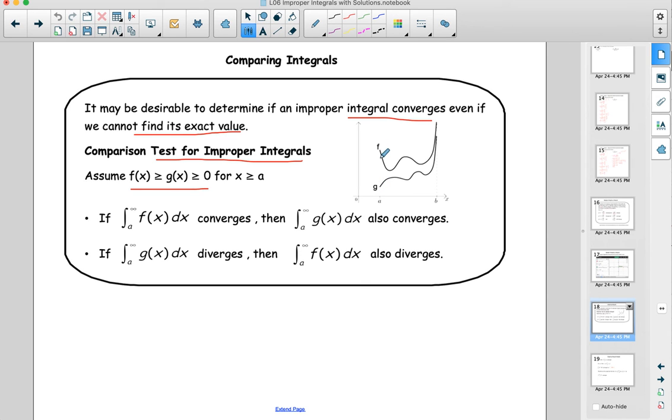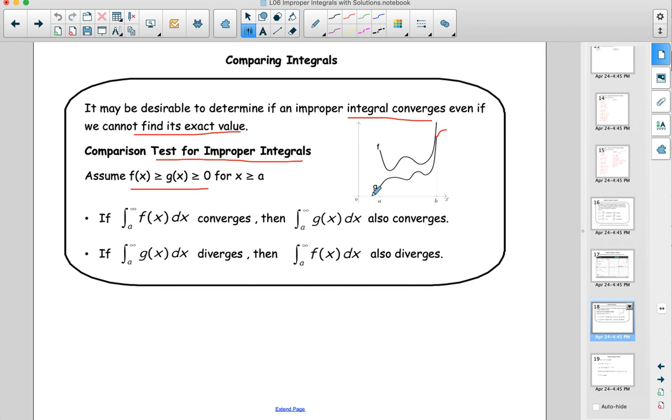So let's take a look at this. Here's a. There's f of x, and you can see f of x is above g of x on that whole interval from a to infinity, presuming g is not getting steeper, so that it will always stay lower than f of x. All right, so what this is saying is if this one converges, i.e.